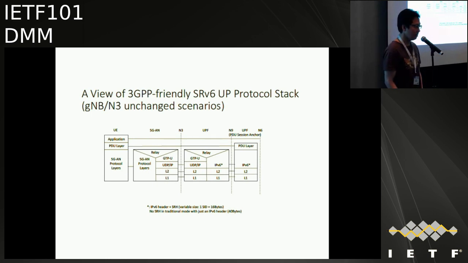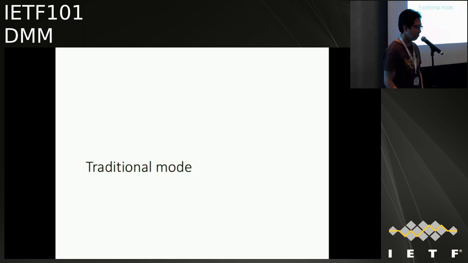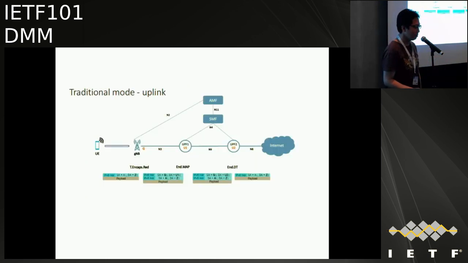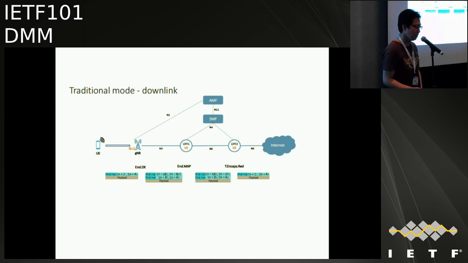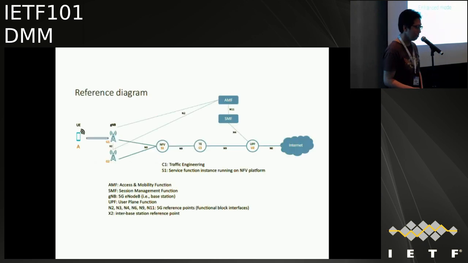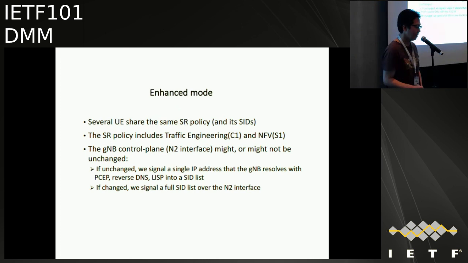We also cover the case which doesn't change the gNodeB, eNodeB implementation and N3 interface as it is. So we have a very accurate slide for each deployment scenario mode. This is the traditional mode. I have to save time, so let's just go through what we have in the slide deck. We have a packet flow in uplink and also downlink. We introduced a new End function of SRv6 to support the traditional mode, and the map is quite a simple operation. Please read the document.